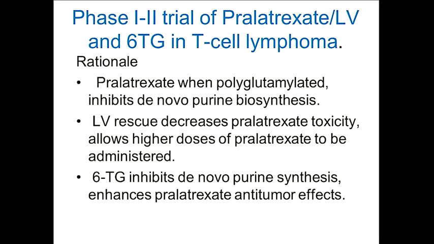The clinical study, the rationale is what I've already enunciated, that pralatrexate, when polyglutamated, inhibits de novo purine synthesis. Leucovorin rescue decreases pralatrexate toxicity, allows higher doses of pralatrexate to be administered, and 6-thioguanine inhibits de novo purine synthesis. In the clinical study, we'll use a fixed dose of pralatrexate, and starting with low doses of 6-thioguanine, we will increase the 6-thioguanine dose to get an MTD, and it'll be in patients with refractory T-cell lymphoma.